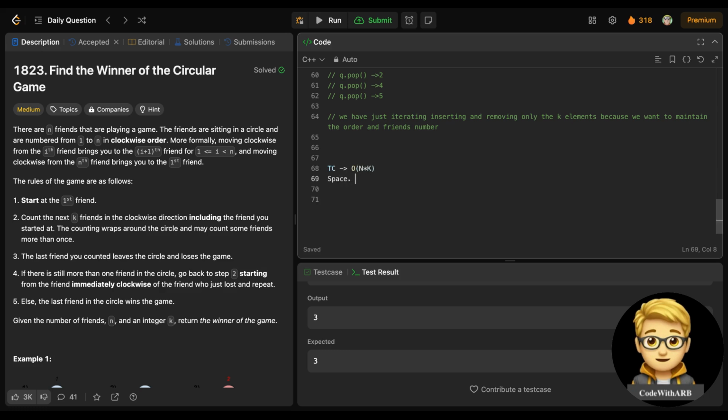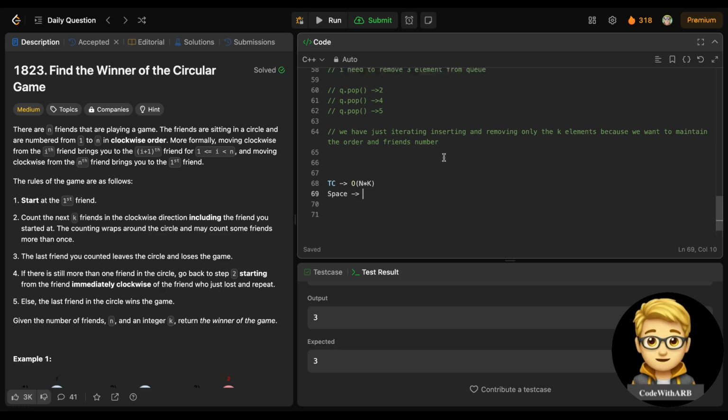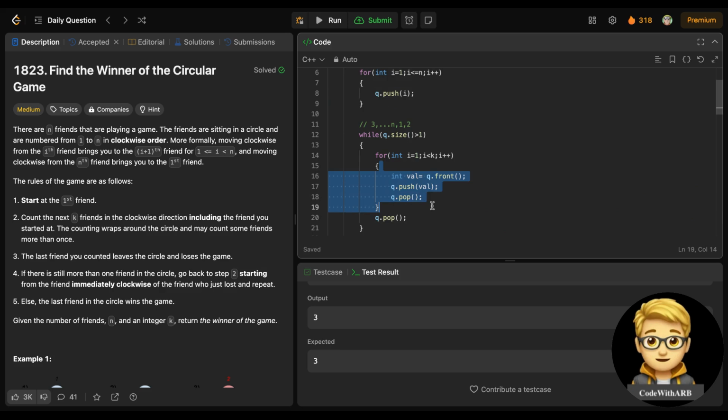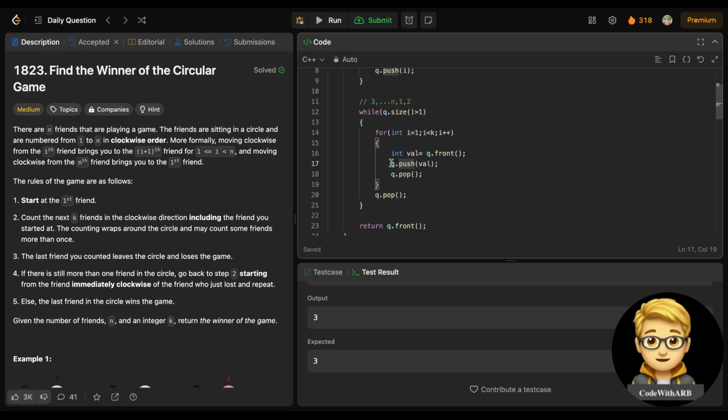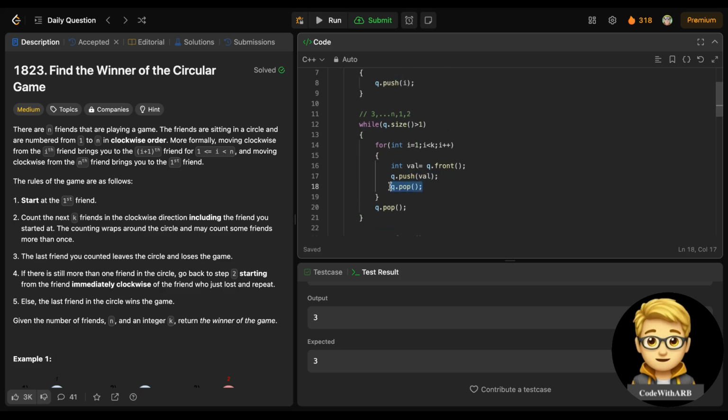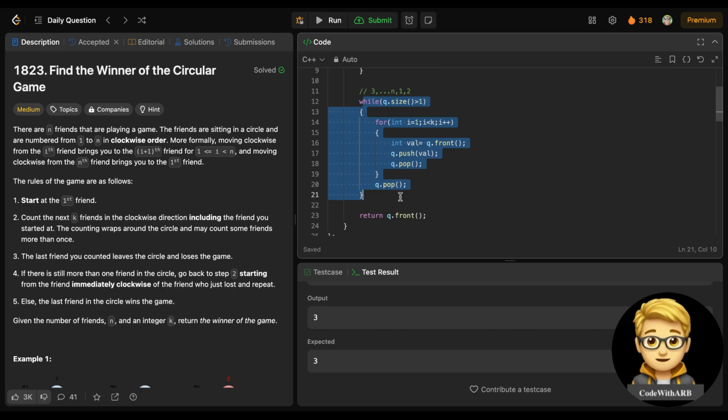And the space complexity would be O of n only, because ultimately the total number of elements left in this queue will be O of n at any point of time. At any point of time, that will be O of n only, because we are removing and then pushing, and ultimately that would be O of n only, right?